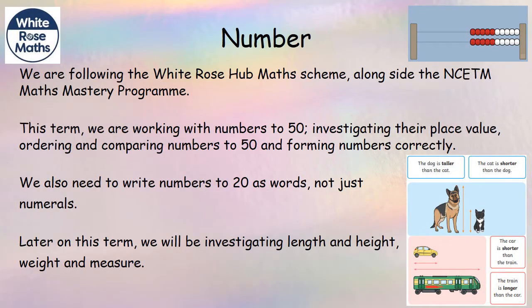Number. We are following the White Rose Hub Maths scheme alongside the NCETM Maths Mastery programme. This term we are working with numbers to 50, investigating their place value, ordering and comparing numbers to 50 and forming numbers correctly. We also need to write numbers to 20 as words, not just numerals. Later on this term, we will be investigating length and height, weight and measure.